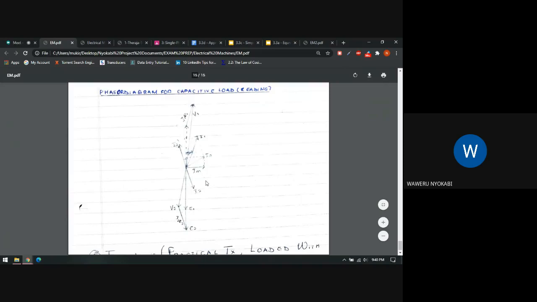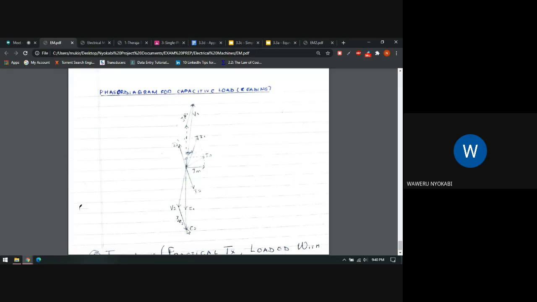Okay, so we have our phase diagram here. As usual, we have our I0 with its components IW and IM. We have our E1. Remember, we have V1, which is antiphase. For now, we're going to draw it as a dotted line, you'll see why. And then the E2, just like we said, higher.